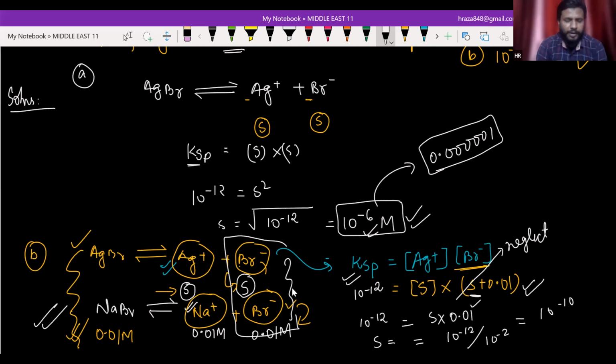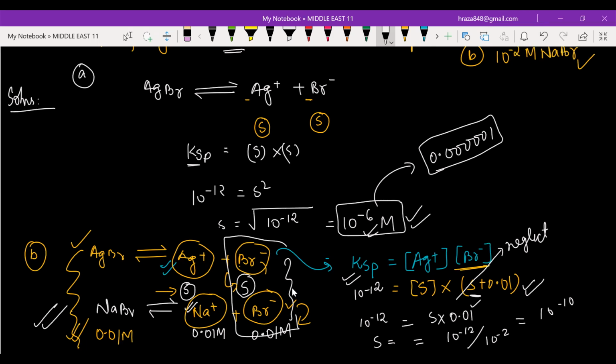You can now easily connect these both points. Please write it and let me know if you are done with this. First, we are going to solve a question similar to this question. Then I will explain what is common ion.